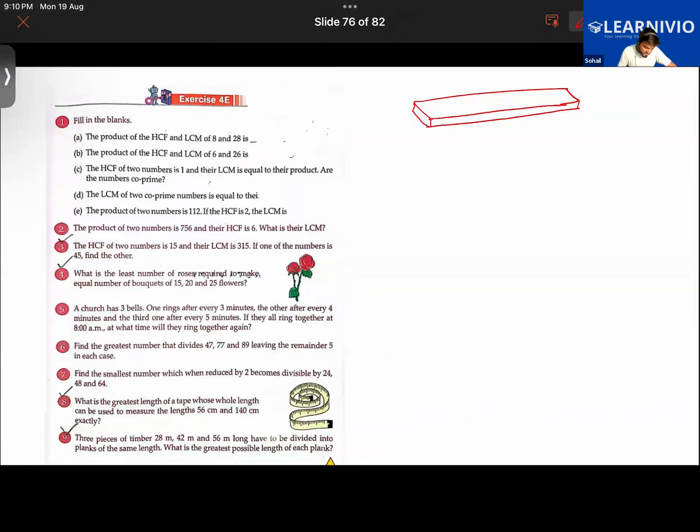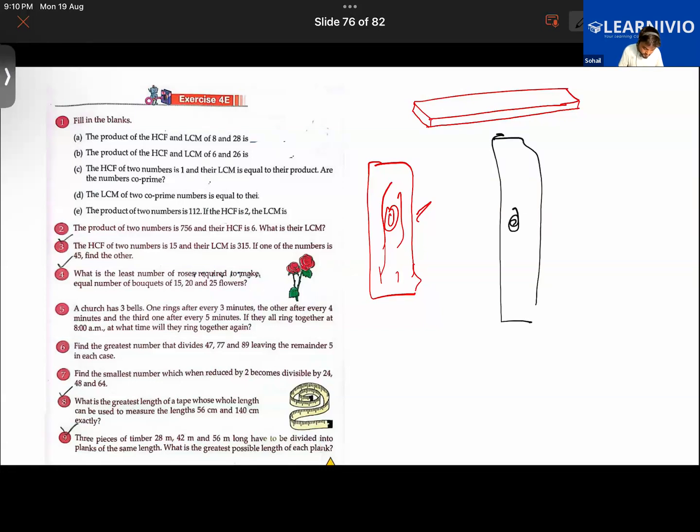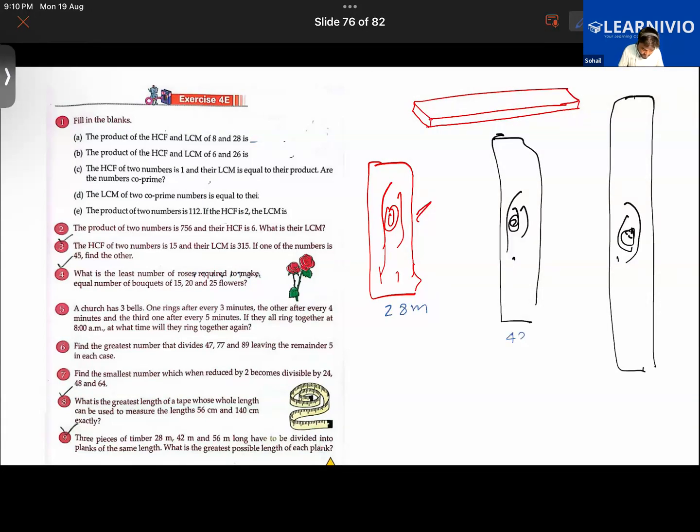So the question says that the pieces of timbers are, timbers are the large wood cut out from the trees. That is what a timber is. Getting it? Like a timber would be kind of like this. So you are provided with 3 different timbers. This one, and this one more, and this another one. One of them measures 28 meter, another one measures 42 meter, the third one measures 56 meter. These are the 3 different timbers.